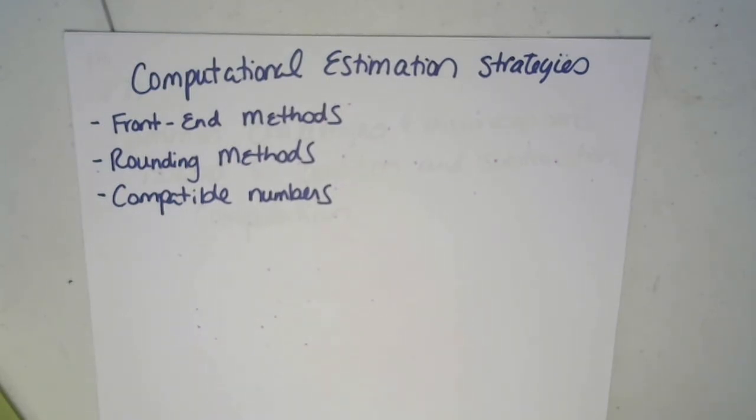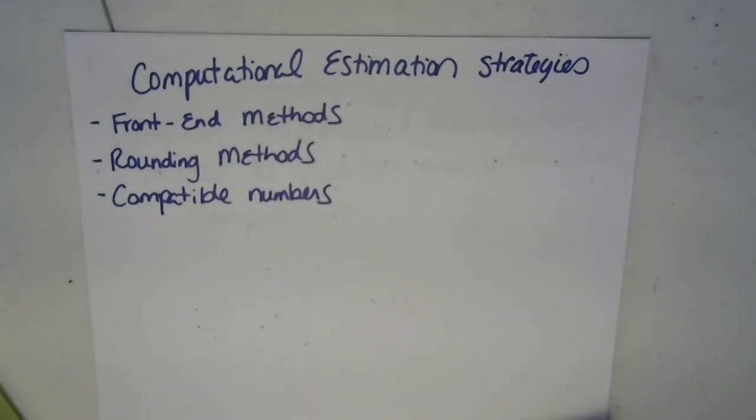Computational estimation strategies. There are three different strategies that you can use to help students when it comes to estimating in addition and subtraction. Front-end method. A front-end approach is reasonable for addition and subtraction when all or most of the numbers have the same number of digits.